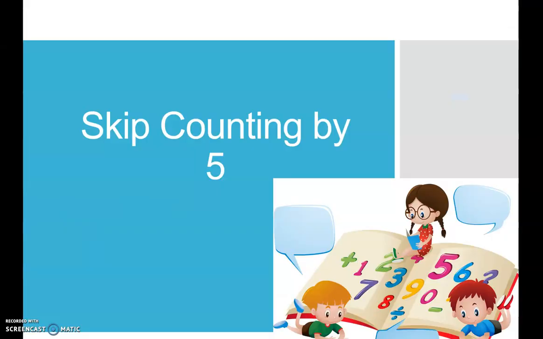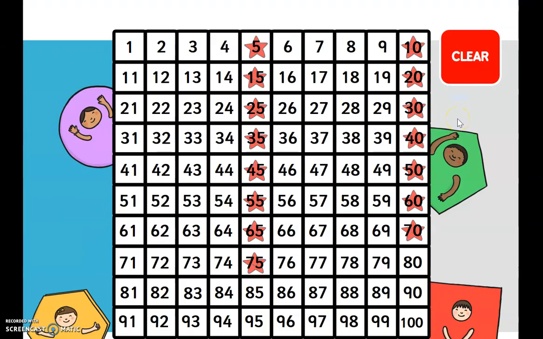Skip counting by 5. So skip counting by 5 has a nice pattern. So every second number either ends in 5 or a 0. So if you look at the 100 square here, we have 5, 10, 15, 20, 25, 30, 35, 40, 45, 50, 55, 60, 65, 70, 75, 80, 85, 90, 95, 100.